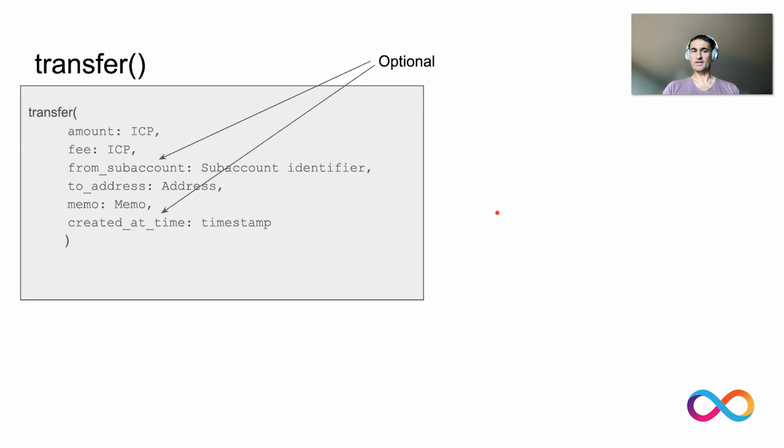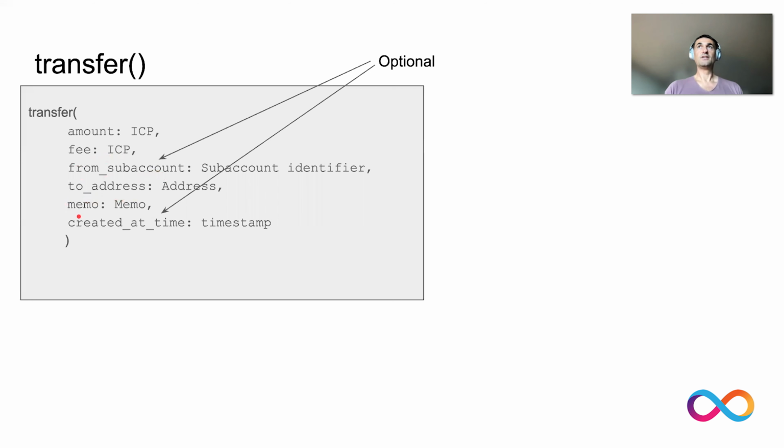This is done by invoking a method called transfer, and the signature of the method is as follows. Whoever calls the method needs to specify an amount of ICP to be transferred, a fee of ICP to be paid, which sub-account of the caller should be used for transferring funds from, to what address of the ledger the funds should go, and a memo field.